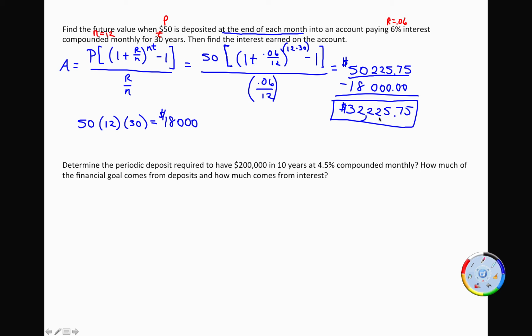So $32,225.75 was interest that was earned by simply putting $50 a month into an account. Notice a good time period here, 30 years, an extra $30,000.